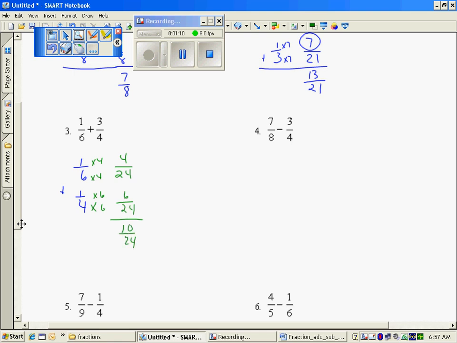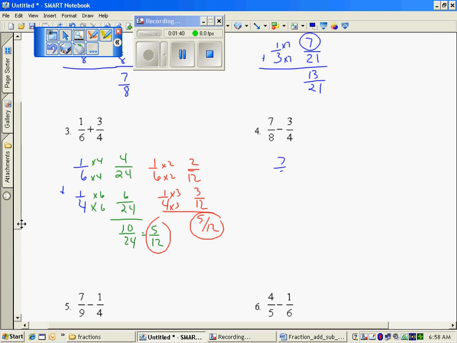Well, noticing 10/24ths, that fraction can be reduced. Taking half of each value, I get 5/12ths. If I had taken this and just found the common denominator of 12, 1/6 with a 12 converted by multiplying by 1 would be 2/12ths. 1/4, getting a common denominator of 12 by multiplying each by 3, adding those, 5/12ths. Notice I got the same answer. My original one was in reduced form, so it might have saved me a step.